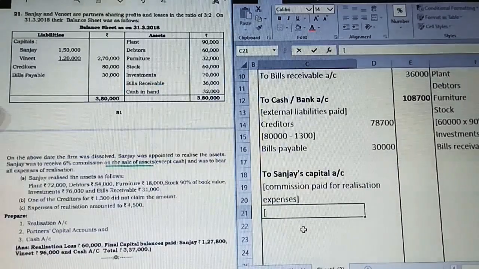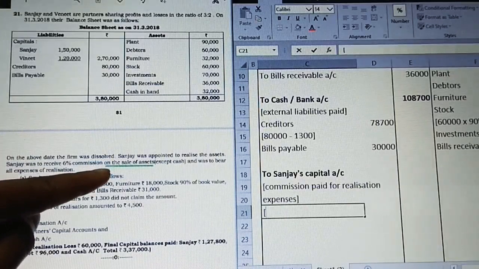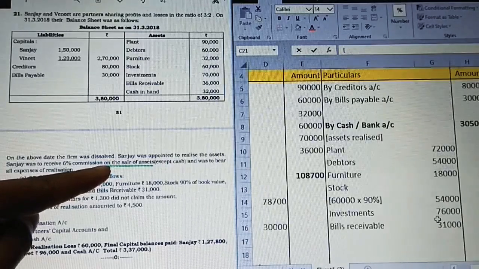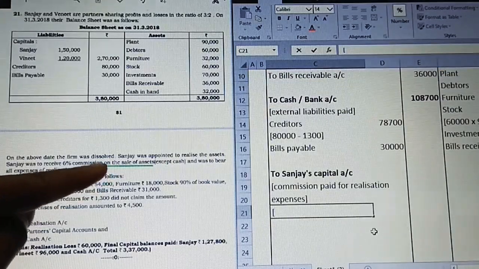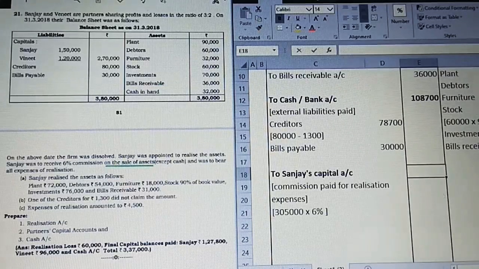Just observe. Now let me show you people here. Now let us go for the one that has been underlined, highlighted. But you'll observe in the question they have given 6% on what? Sale of assets. So what is the sale of assets here? Assets realized. What is the value of that? 3,05,000. This is the value we have to take for paying him the commission. On the assets realized value 3,05,000, we are paying them 6% commission, including the realization expenses. 3,05,000 into 6% gives you 18,300.